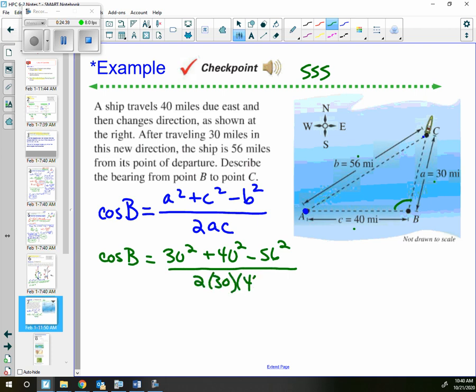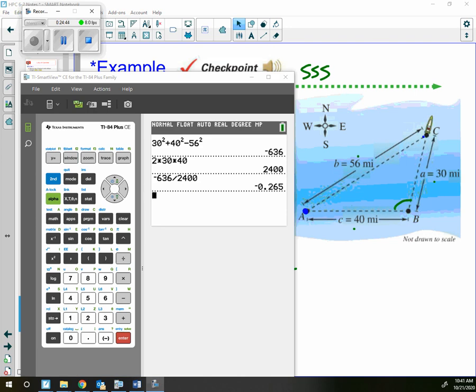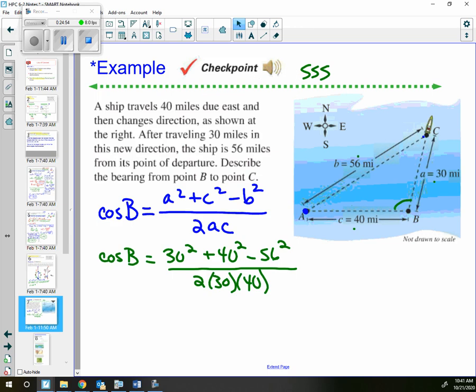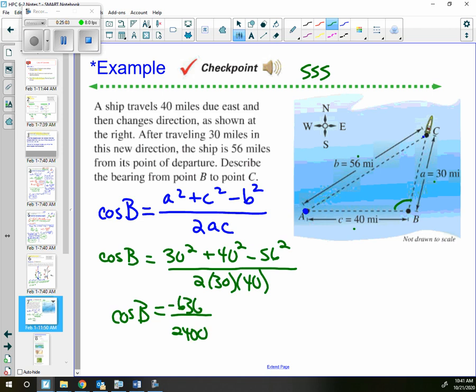So let's go ahead and get that calculated. Okay, so I did my numerator, 30 squared plus 40 squared minus 56 squared, negative 636. 2 times 30 times 40, my denominator, and then I'm going to divide. So I get this negative 0.265. So cosine of B is that ratio, that 2400 on the bottom and negative 636, I believe that's what it was, in the numerator. So that's my value for what cosine of B is.